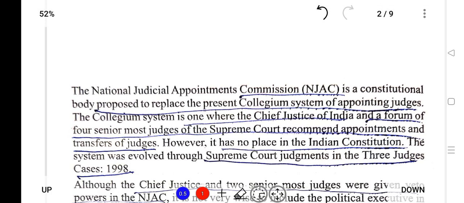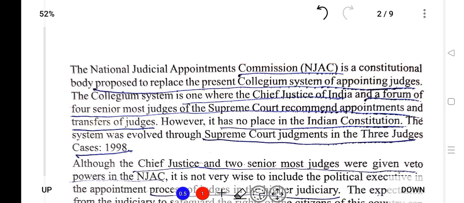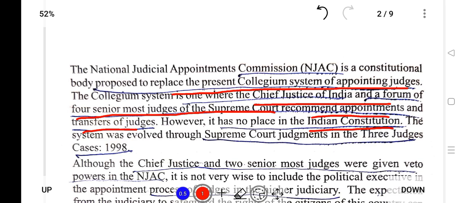appointment of the judges. The National Judicial Appointment Commission was constituted to replace the collegium system of appointing judges. The collegium system is one where the Chief Justice and a forum of 4 senior-most judges of the Supreme Court recommend appointment and transfer of judges. However, it has no place in the Indian Constitution. That is, it is non-constitutional.